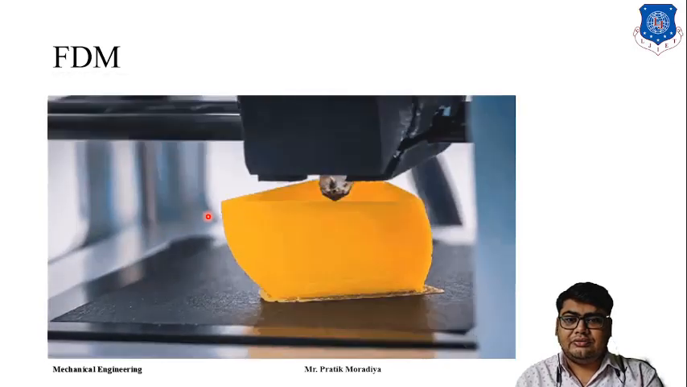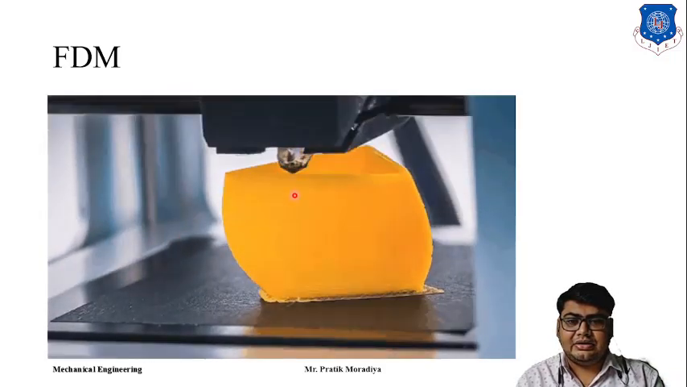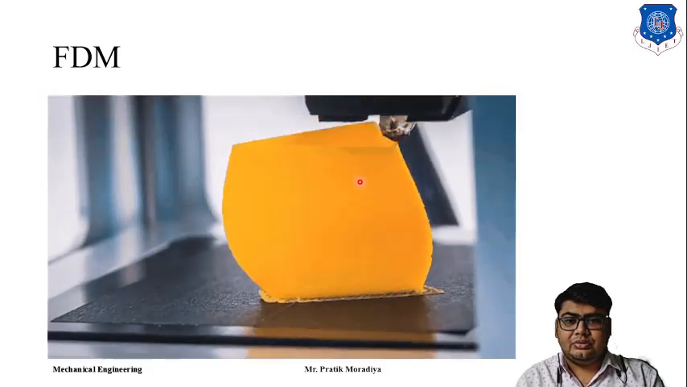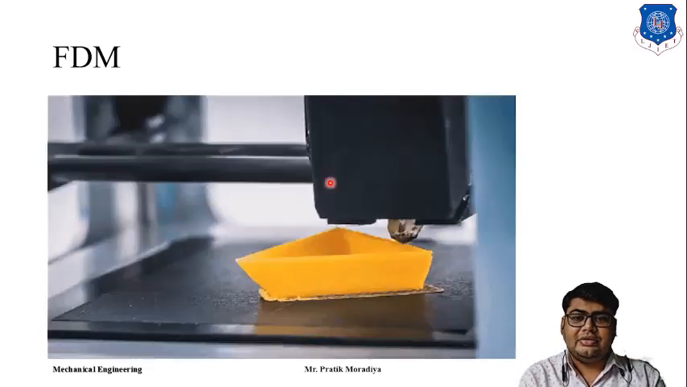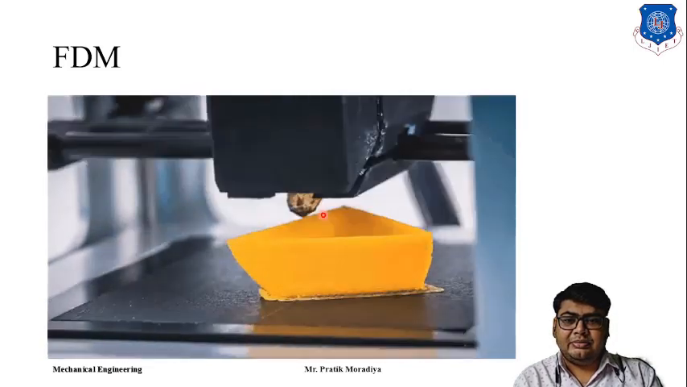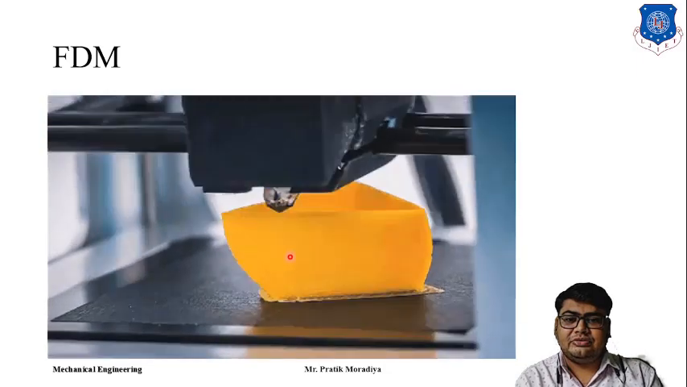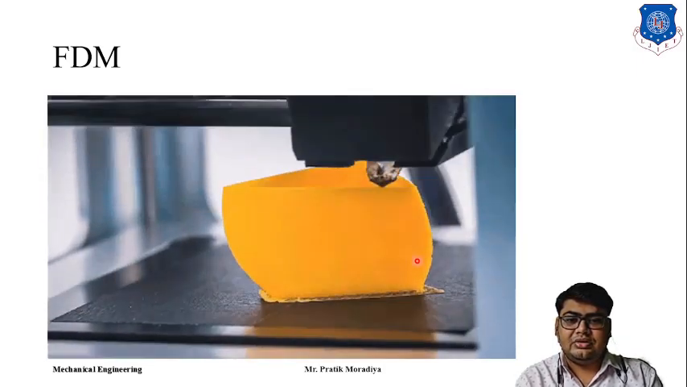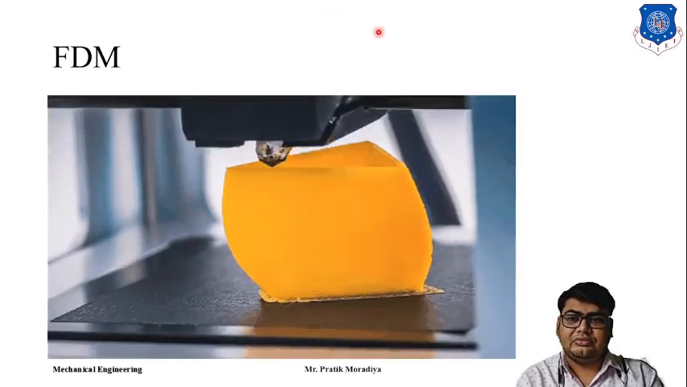If you want to visualize the process, this is the part building process of FDM. We are adding material layer by layer. There is a hollow section between, and we can produce the bar layer by layer. This is obviously a time-lapse image. The FDM process itself will not be this fast. It is a very slow process, but this is fast-forwarded just to visualize how the process works.